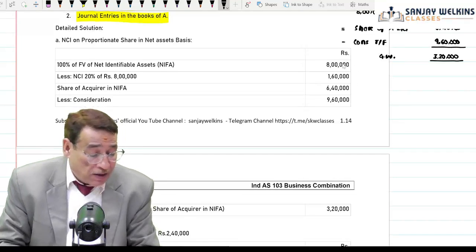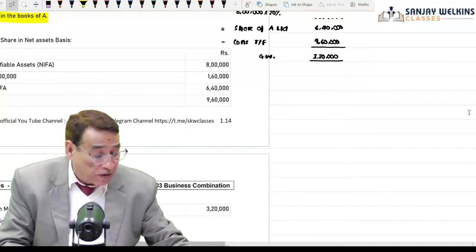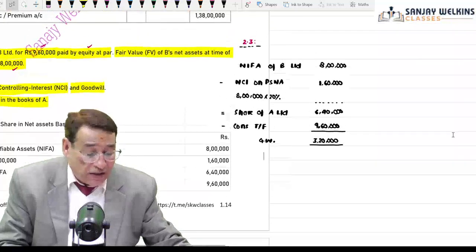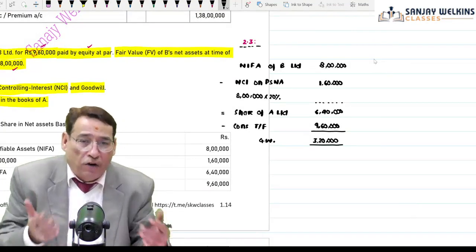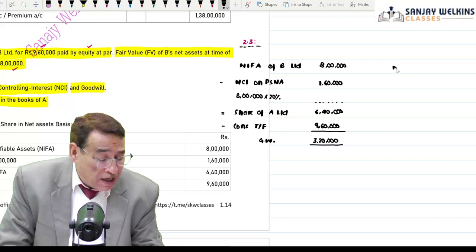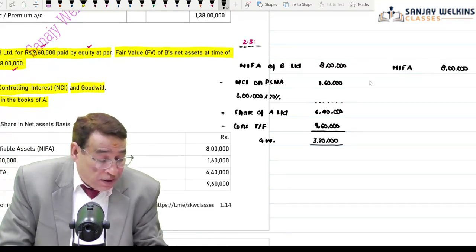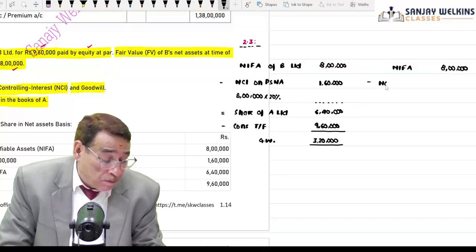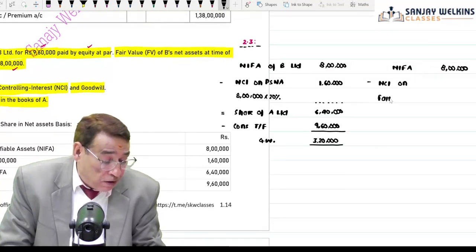So in order to make you understand a little bit extra, just pay attention, allow me to have a bit more space, correct? Now I will take NCI on fair value basis. It is not needed, it is just for understanding. So NIFA is 8 lakh. And now I am going to write here NCI on fair value basis. Now I will compute the NCI on fair value basis.